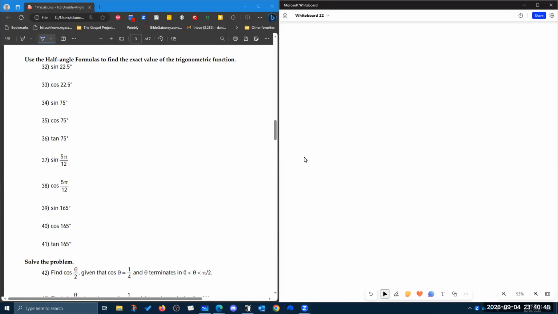In this video, we're going to work on some more half-angle identities. So we're going to say that sine of 22.5 degrees, 22.5 degrees is half of something. That something is 45 degrees.